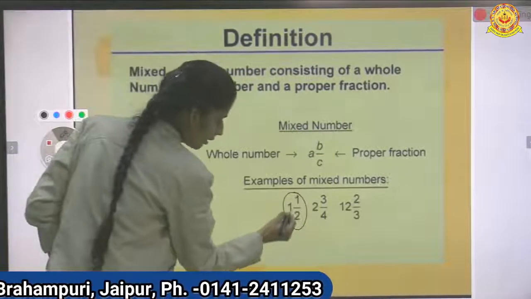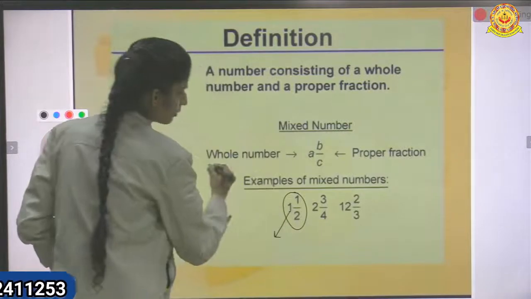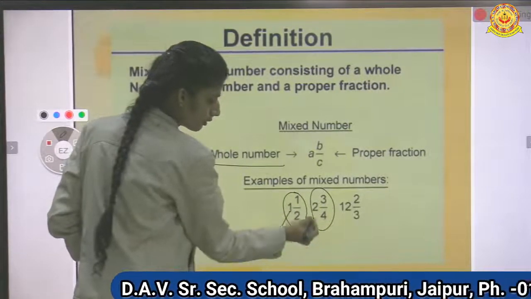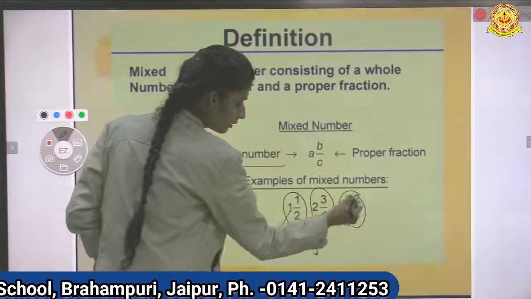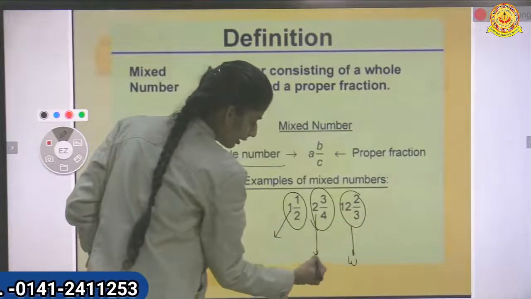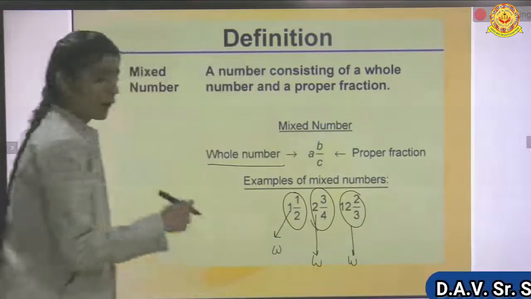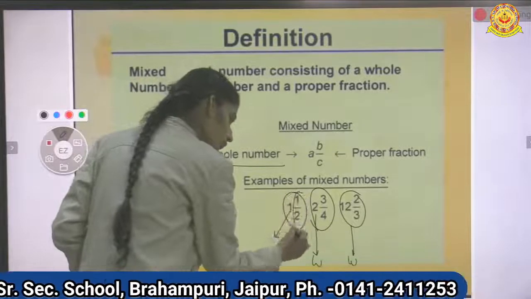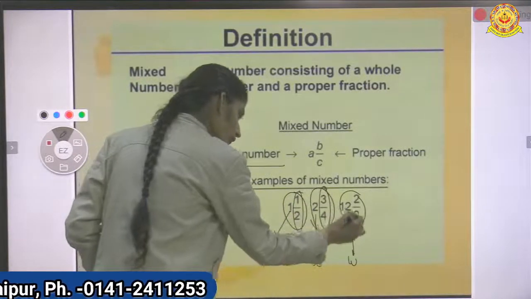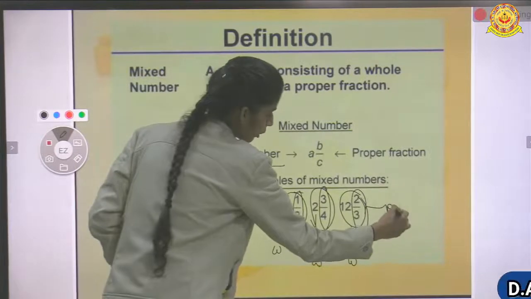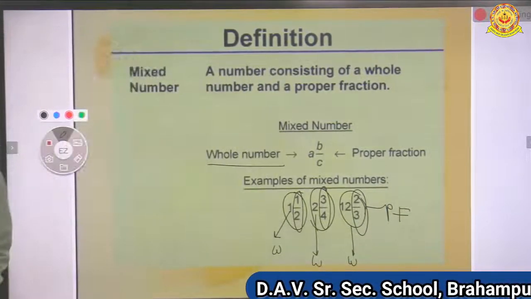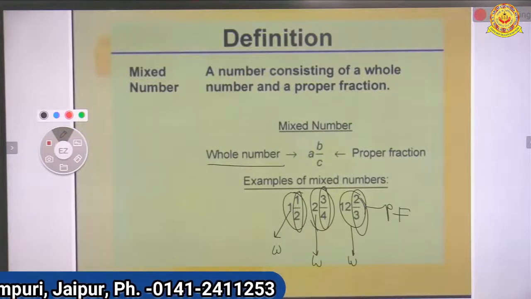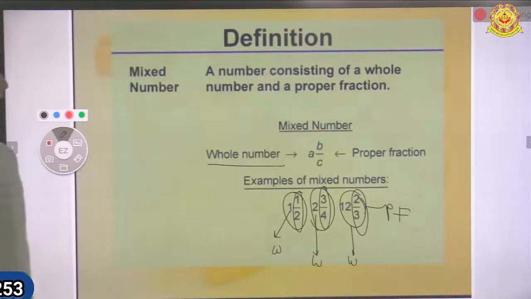In this, 1 is the whole number. In this, what is the whole number? 2. And in this, 12. Is this our whole number? Now, proper fractions are 1 upon 2, 3 upon 4, 2 upon 3. These are proper fractions. So that shows that a mixed fraction is a combination of whole numbers and proper fractions.